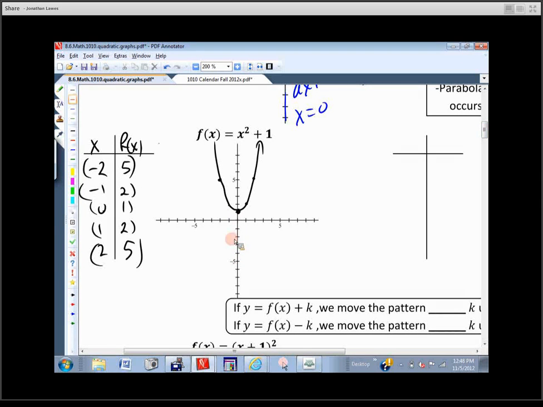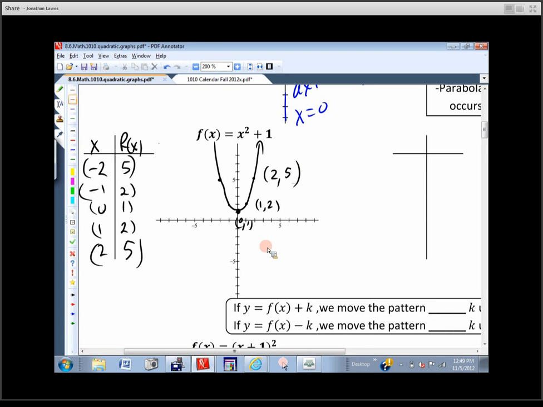Look at the vertex. If I go over 1, remember this is 0, 1. If I go over 1, that would put me at 1 for an x coordinate. And if I go up 1 from here, where do I get to? I get to 2. Start over at the vertex. If I go over 2, I'm going to go up 2 squared, so that's going to be up 4. If I was at 1 and I went up 4, where would that put me? That would put me at 5.